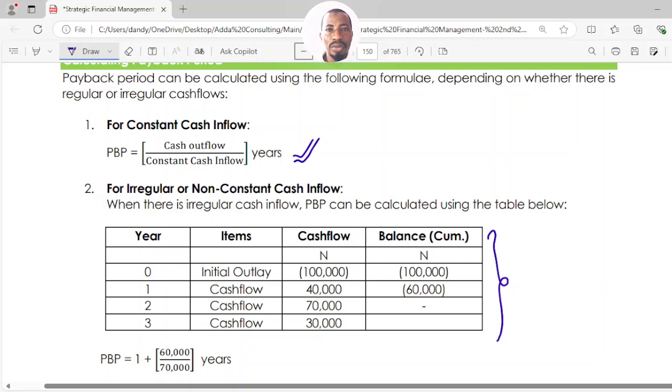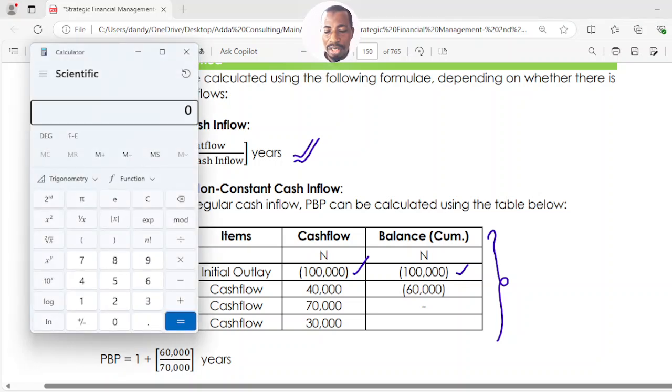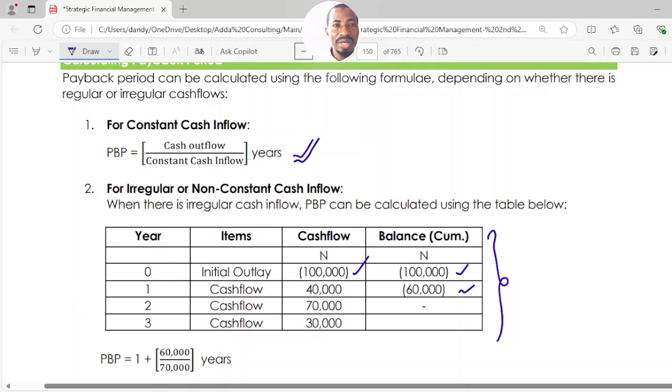Now, remember, we want to recover the initial investment. So in these numbers, our initial investment is 100,000. So at year zero, it's still the same 100,000 naira balance. So to recover this, I will bring out my calculator to say 100,000 naira minus the cash inflow in year one of 40,000. That's 60,000. Which simply means that at the end of year one, the company has recovered 40,000 naira out of the initial investment of 100,000. So we have a balance of 60,000 naira.